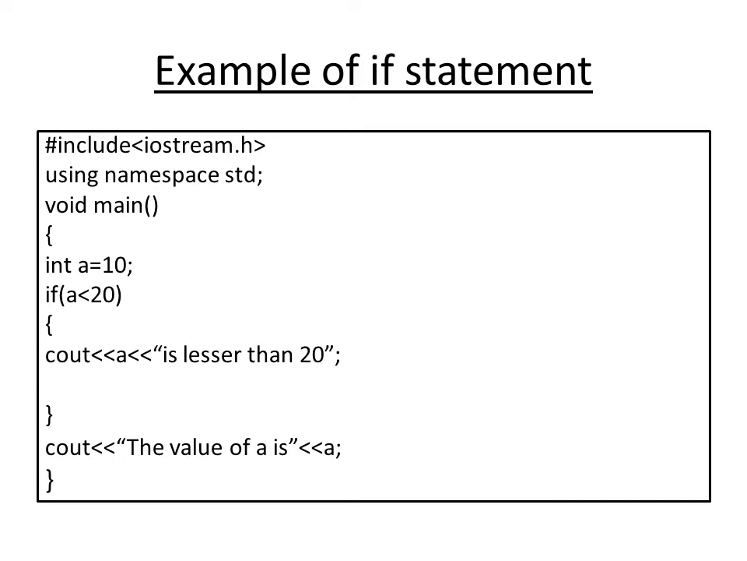Now we are sequentially going to the next statement after the conditional statement, that is, value of a is. Since the sentence is in double quotes, it will be printed just like that on the screen: value of a is. And since a is not in double quotes, it will print the value of a. The value of a is 10, right? So the output will be: value of a is 10.